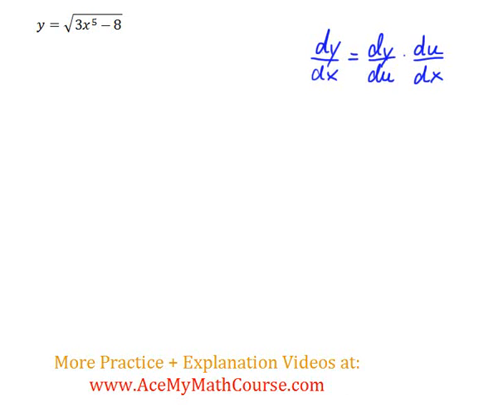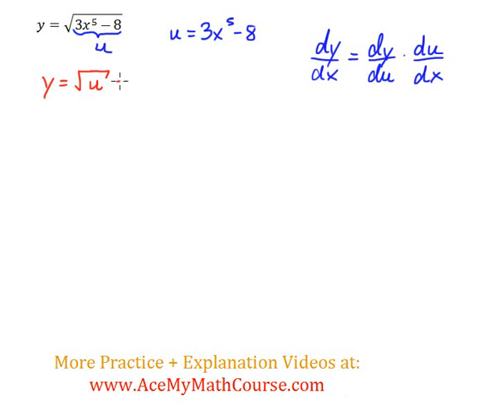Now let's find the derivative of y equals the square root of 3x to the 5 minus 8. To get started, we need to find the inside function. In this case, I will make this the inside function, which I shall call u. U is then 3x to the 5 minus 8. Great. And I shall rewrite the main function as y equals the square root of u.